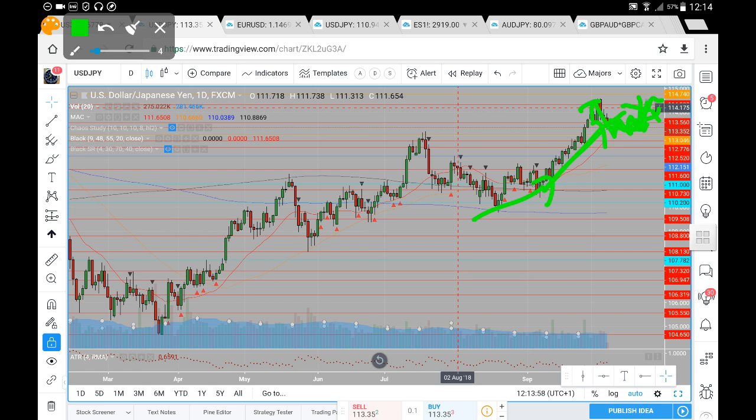But overall, the trend for the past couple of months has been clearly to the upside on the US dollar Japanese yen. And with that said, that pretty much wraps up the US dollar Japanese yen analysis.